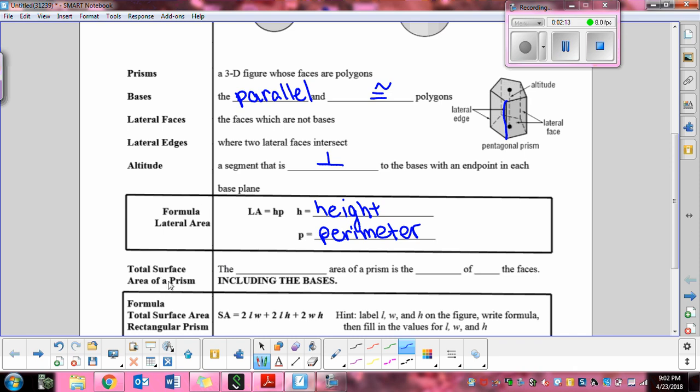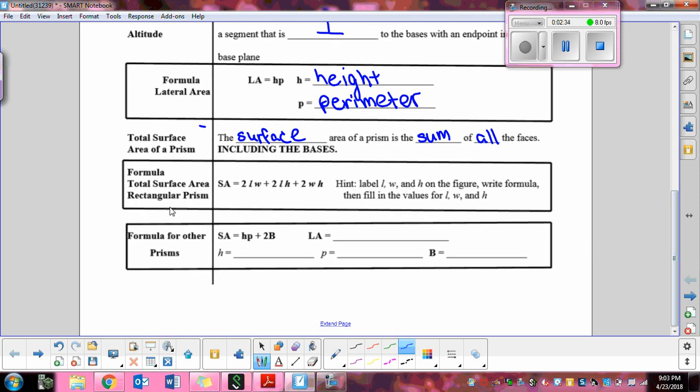Total surface area of the prism is the sum, which means we're going to add up, of all the faces, including the bases. Alright, so this is the formula for the total surface area of a rectangular prism. Length times width multiplied by 2, length times height multiplied by 2, and then width times height multiplied by 2. So basically we multiply everything together once, and then we have a 2 in front of them all.